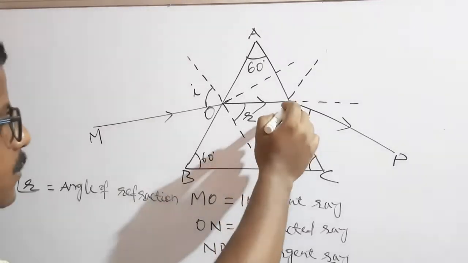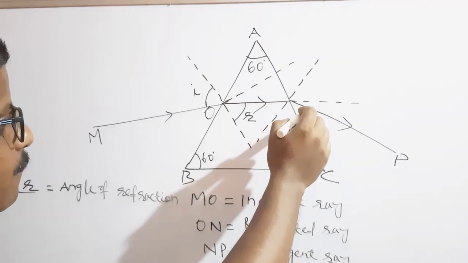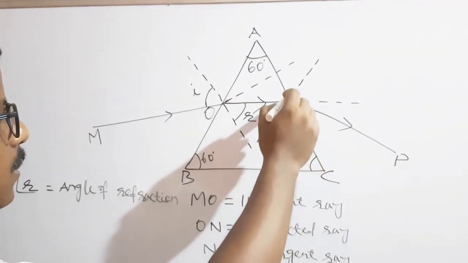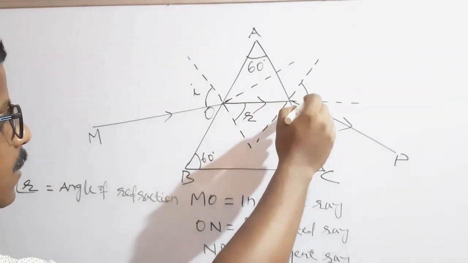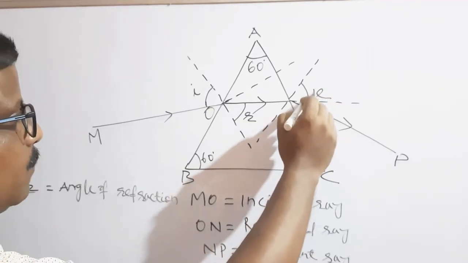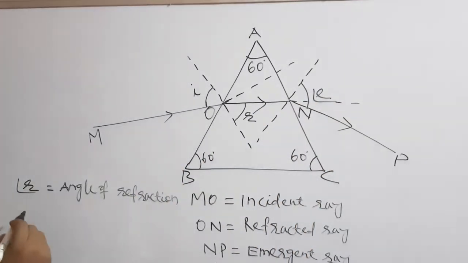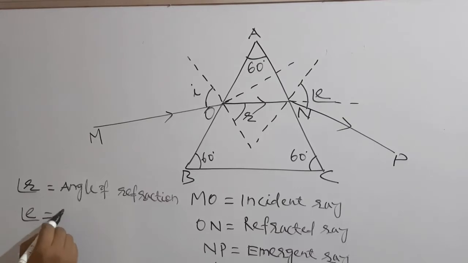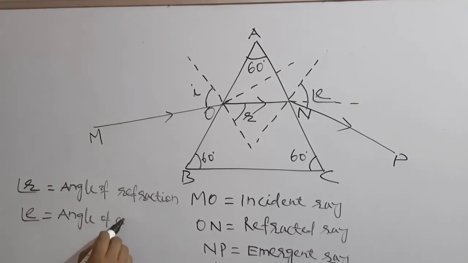Now it is the emergent ray. So the angle formed between the normal and the emergent ray is called the angle of emergence. So angle E is called the angle of emergence.